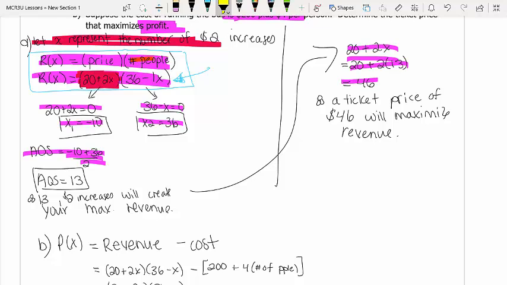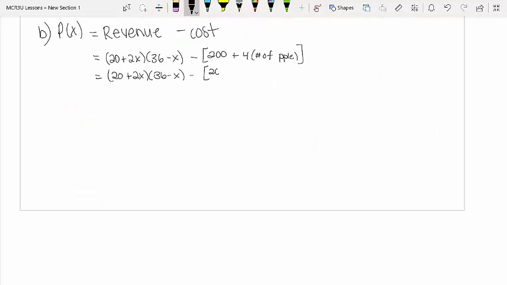All right, look at this. Number of people is equal to 36 minus x. Okay, now we have to do the same thing as we did in part A. Let's simplify this, and then we are on our way to finding the vertex. So we're going to use FOIL on these first 2 sets of brackets, and now we're going to simplify the second set of brackets using distributive property. Okay, now let's combine like terms.